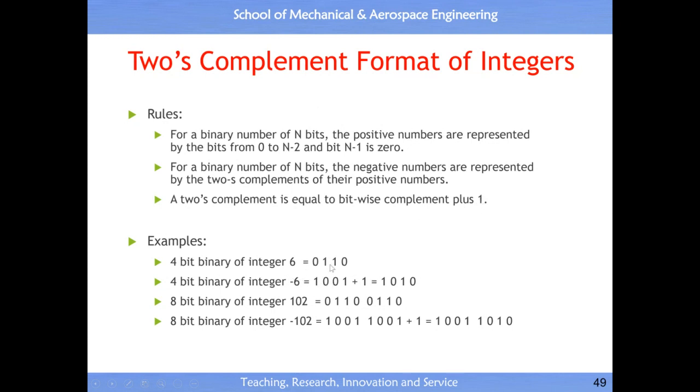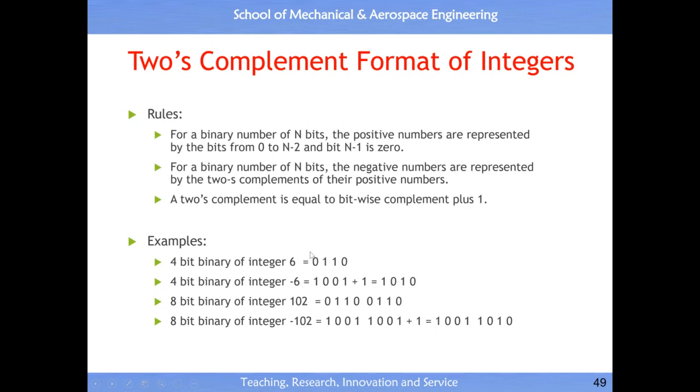So what does it mean by complement? Complement means if you see a 1 here, then turn it to be 0. If you see a 0, then turn it to be 1. If this is 1, then it becomes 0. If it is 0, then it becomes 1. That means this is the bitwise complement of this one. Then plus 1, and you get this. Then use this to represent negative 6.